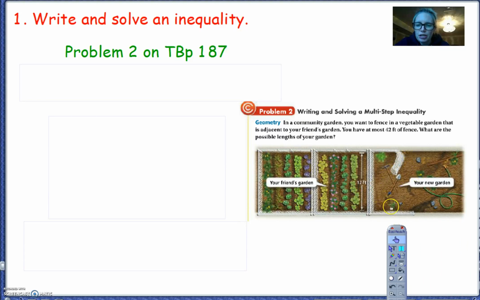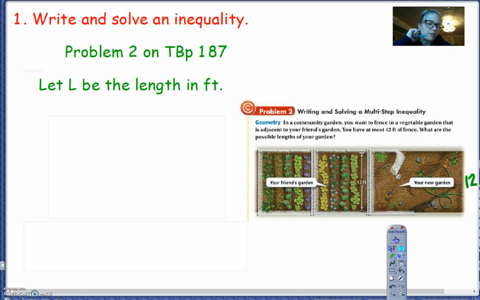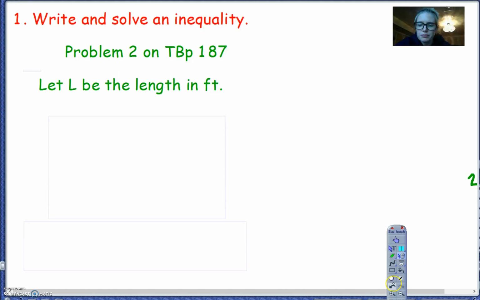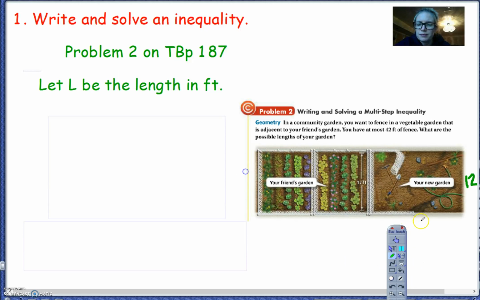So here's our garden in this section over here. And we know that one side is 12, so then you should also realize that this side over here is 12. And then if we're doing perimeter, we want to add up all of our sides, and we don't know those other 2 sides. So we should come up with a let statement first. Let L be the length in feet, so we don't know our length. That would be right here, L. And this would also be your length.